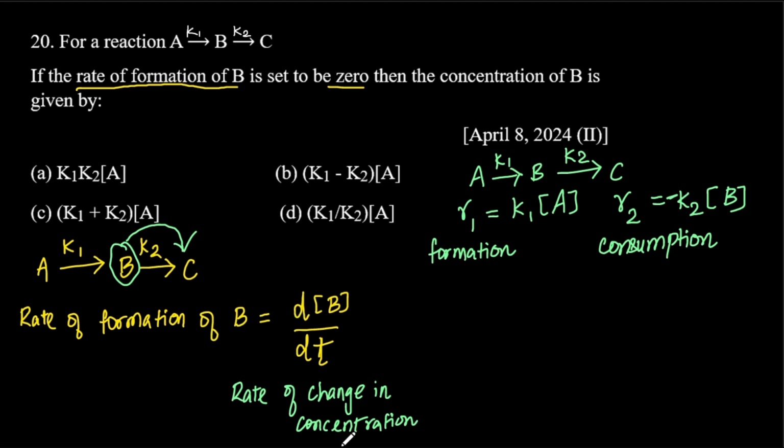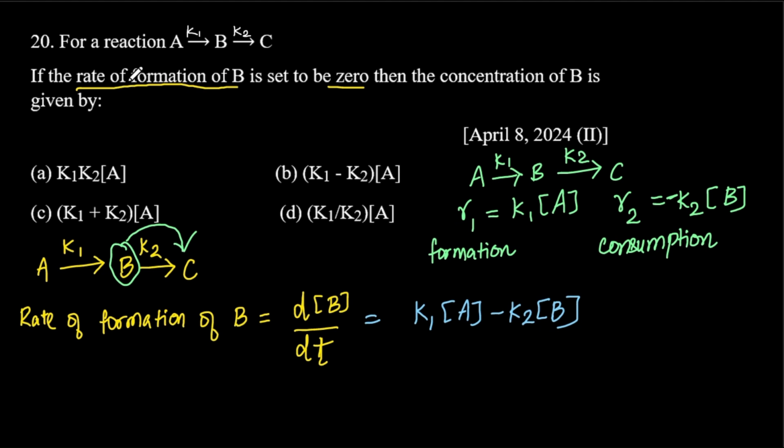So, we can write the rate of change of concentration as dB by dt is equal to, first it is formed. So, R1, that is K1 into concentration of A. First, B is formed, so the first rate law is K1 into A. Then how it is consumed by giving C. So, it is negative, minus K2 into B. So, from this you can find the concentration of B.